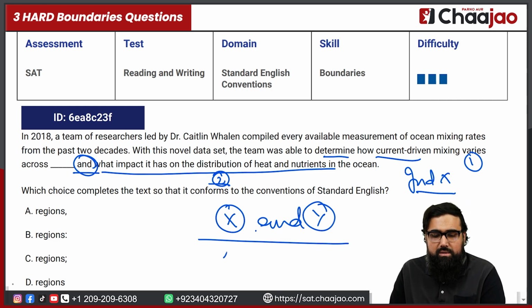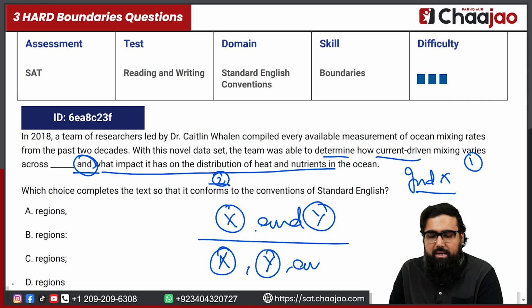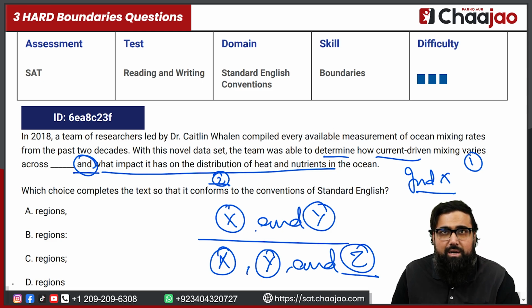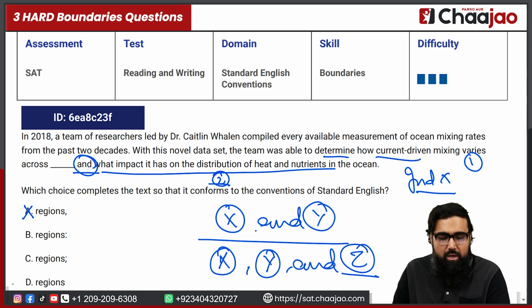But if you have a list that has three components, so for example, if I make it x, y and z, then you have to write commas in that list. So that is how it normally works. So over here we don't need any punctuation mark, right? So obviously option A cannot be your answer.